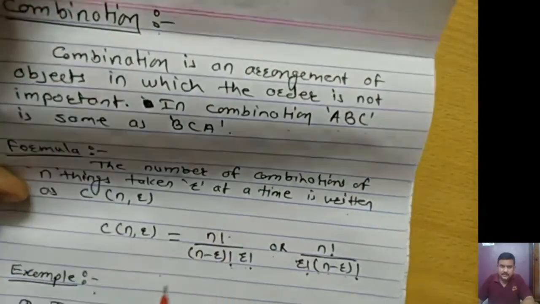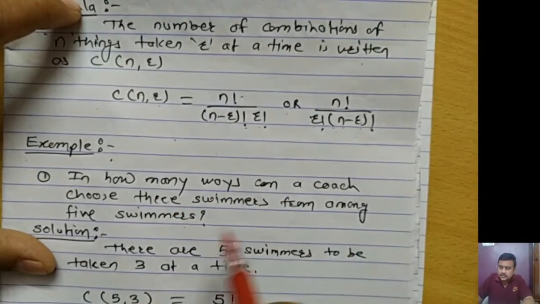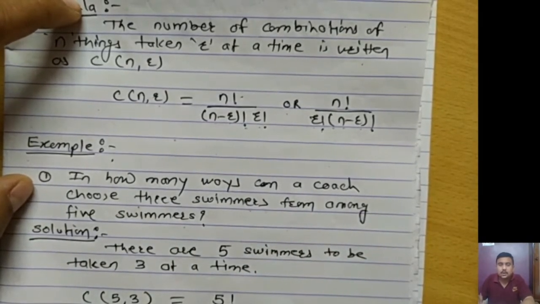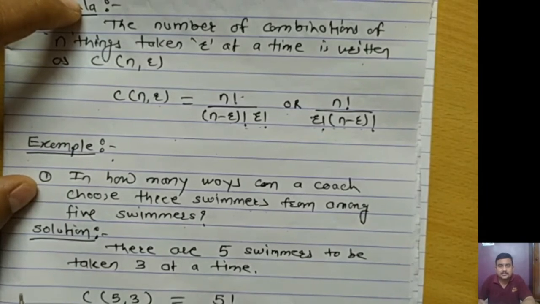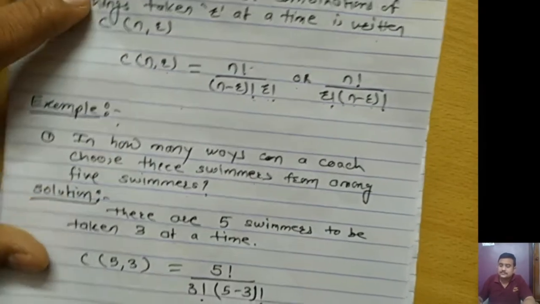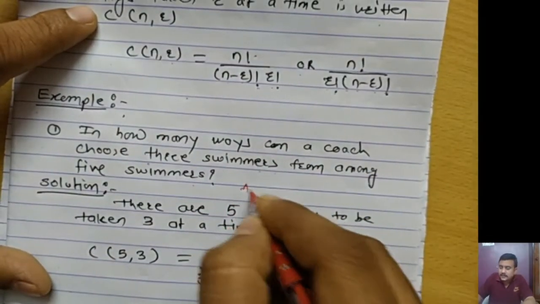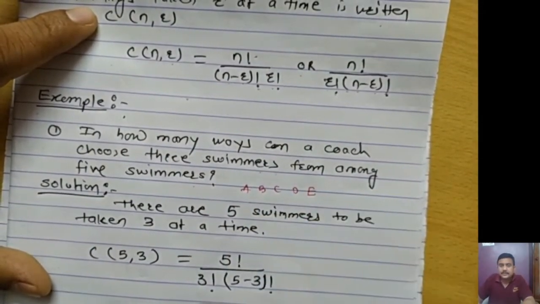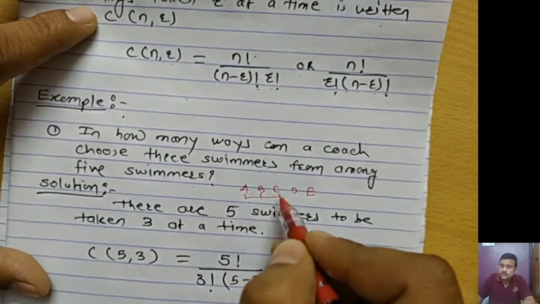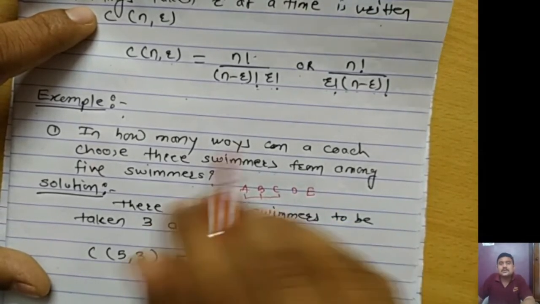So let us take an example for combination. In how many ways can a coach choose 3 swimmers from among 5 swimmers? A coach has to select 3 swimmers out of 5 swimmers. In how many ways can it be done? Let us consider that there are 5 swimmers A, B, C, D, E, and if we make a group of ABC, it means that it is also a group of CBA, BCA. That's why here position does not matter.